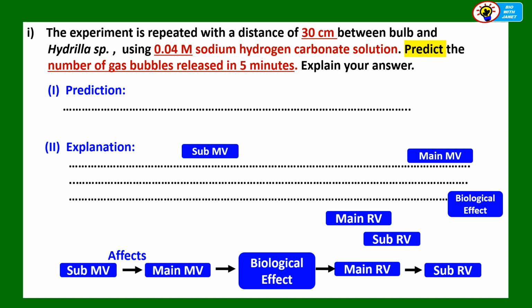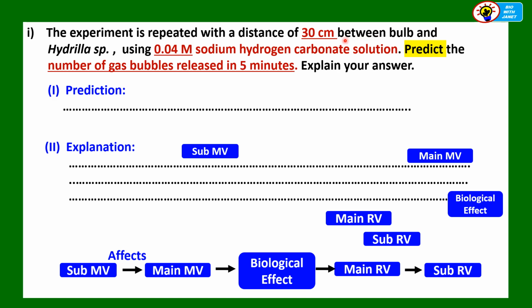So here's a prediction question. The experiment is repeated with a distance of 30 cm between bulb and Hydrilla species using 0.04 m sodium hydrogen carbonate solution. Predict the number of gas bubbles released in 5 minutes and explain your answer. Usually for prediction question, they are trying to introduce or test you on another factor. Okay. So earlier we were discussing about concentration of carbon dioxide as a factor that affects the rate of photosynthesis. What do you think is the factor here that's being tested?